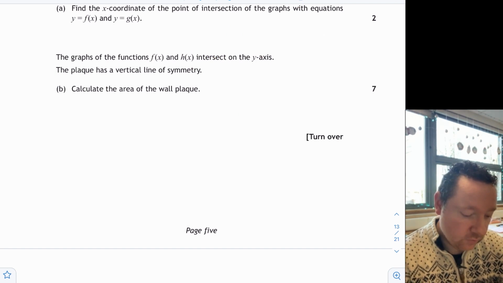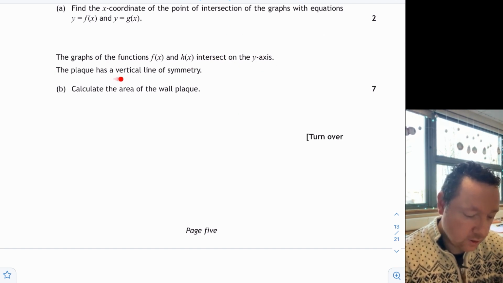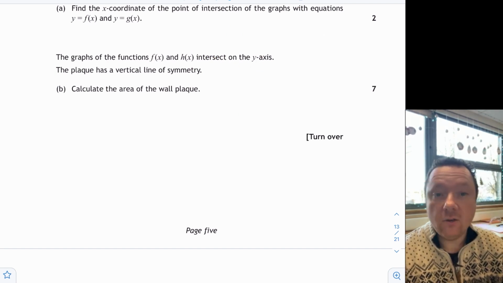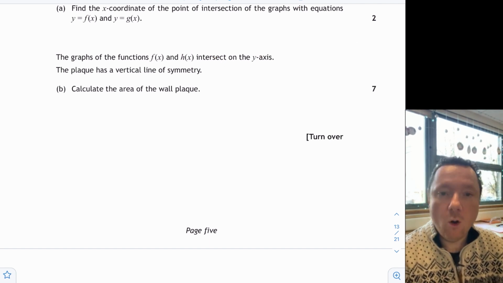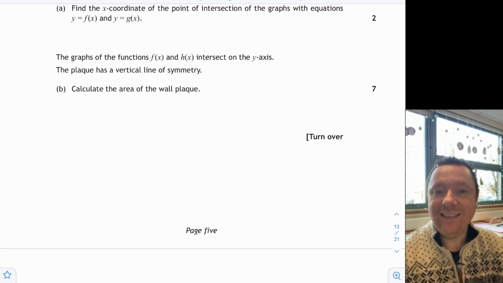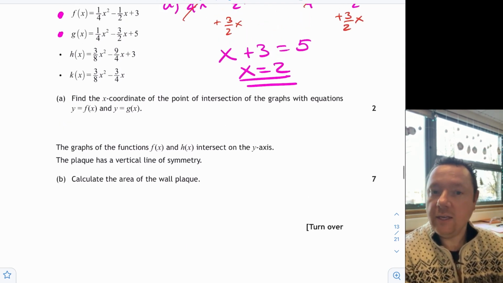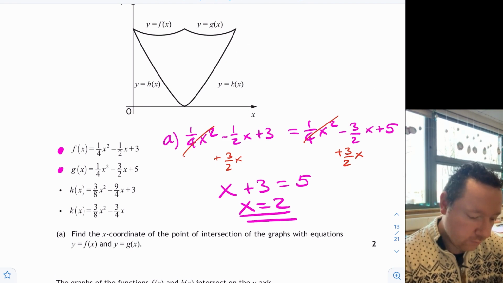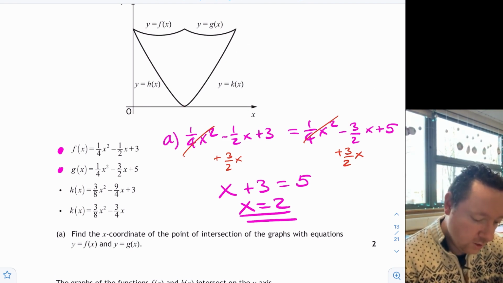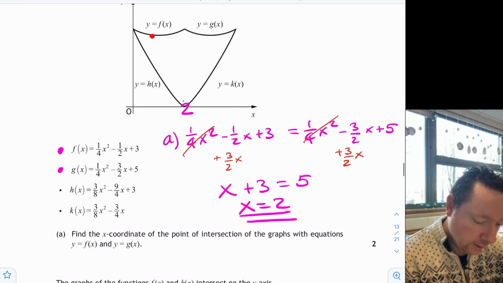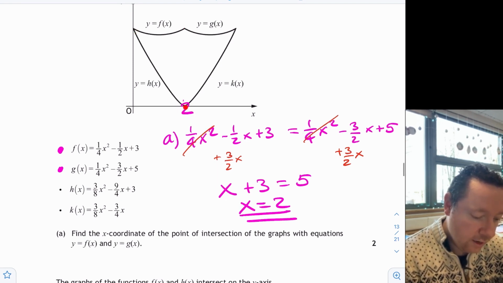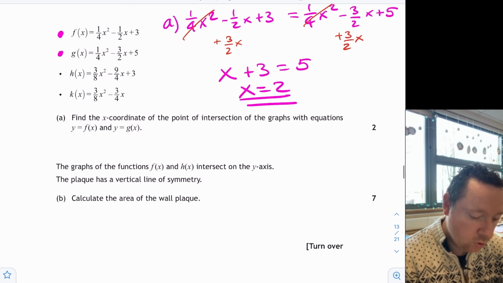Part B says the graphs of f of x and h of x intersect on the y-axis. The plaque has a vertical line of symmetry. Calculate the area of the wall plaque. You should know a power word for integration is area. So if it says area, you need to integrate and you need to find the two limits. We've already got our first limit, it's 0. We need to know this one. Well, this one is going to be the same as the one you worked out in part A, where these two intersect, which was 2. So I need to do the integral of the upper, f of x, minus the lower, h of x, between 0 and 2.